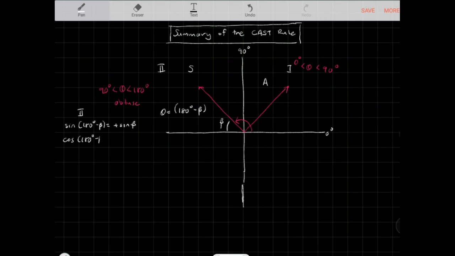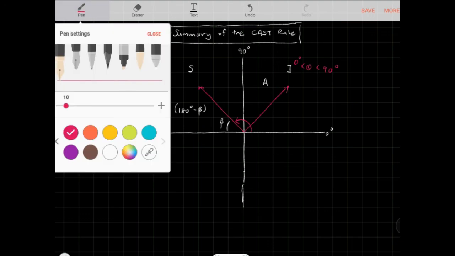Cosine of 180 degrees minus beta. So all you have to do really is memorize the modifier, and you just have to memorize the sine, right? This is a great way to summarize. I would sit down, memorize this, and try to do some questions. So you do 180 degrees minus beta, and cosine is equal to negative cosine beta.